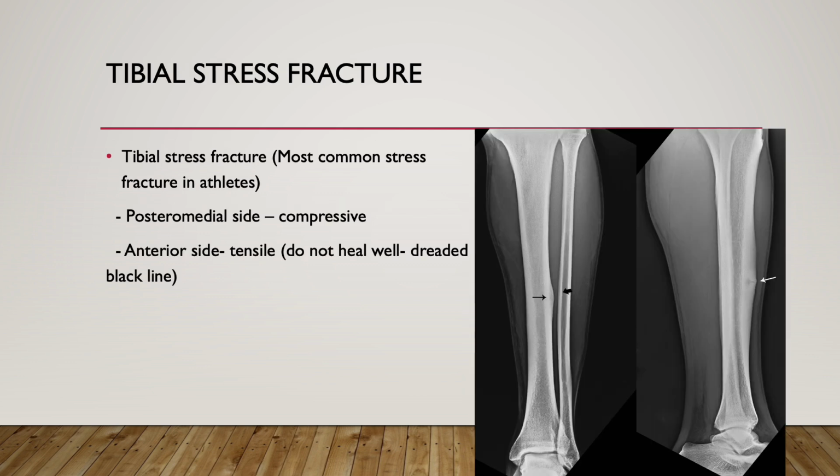So here we are taking the example of a tibial stress fracture. It is the most common stress fracture that occurs in athletes. The posterior medial side is compressive, as we saw before, while the anterior side is tensile and does not heal well, so it is considered as dreaded black lines. Right. So here we have an anterior fracture.